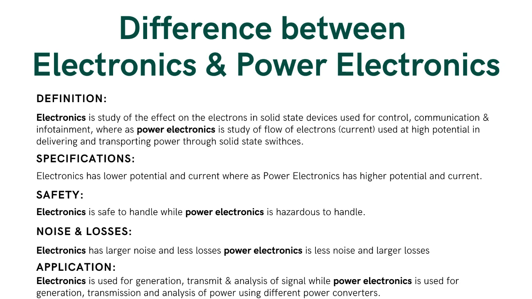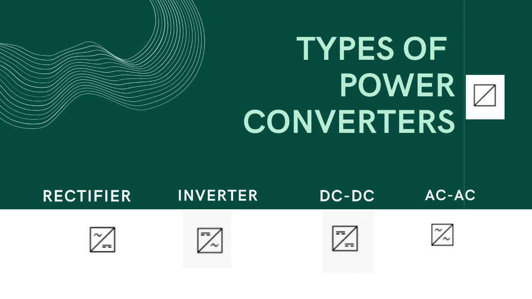Application: electronics is used for generation, transmission, and analysis of signal, while power electronics is used for generation, transmission, and analysis of power using different power converters. Types of power converters: rectifier, inverter, DC to DC, AC to AC. These are various logical symbols of power converters.